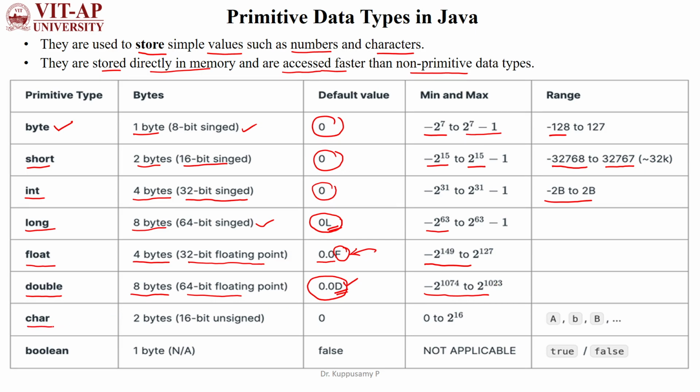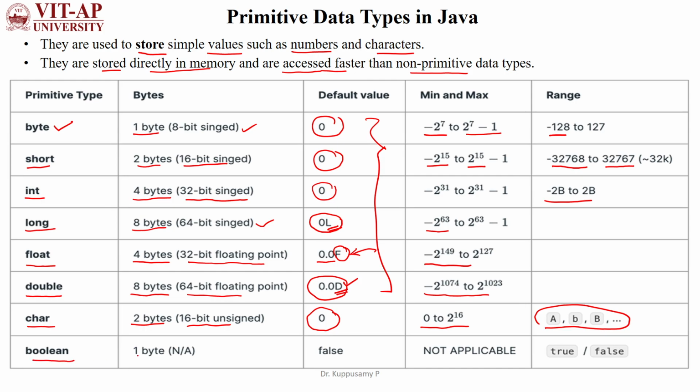And the character data type, which has 2 bytes, that means a 16-bit unsigned integer. So these others are all signed integers, and this one is an unsigned integer. Its default value is 0, and its range is from 0 to 2 power 16. The value here is given like alphabets, capital A or small a, or a combination of alphabets and numerals, but the first letter should start with an alphabet, and we can also use numbers inside the code.